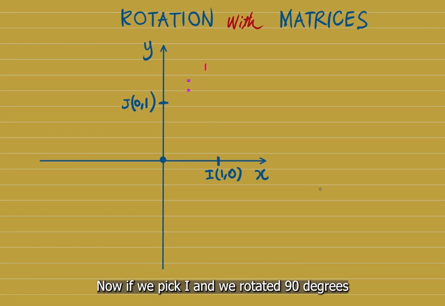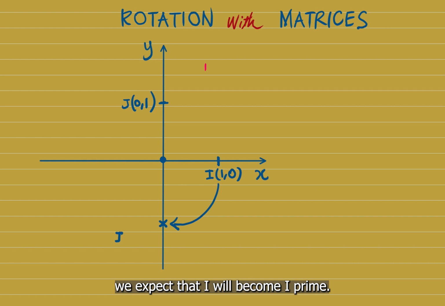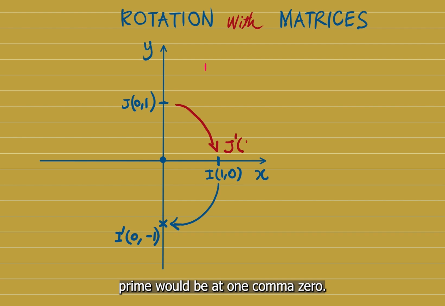Now if we pick I and we rotate it 90 degrees clockwise about the center, we expect that I will become I prime, and we have its x coordinate to be 0 and its y coordinate to be -1. And in the same way, if we rotate J 90 degrees clockwise, we expect it to become J prime at 1, 0.